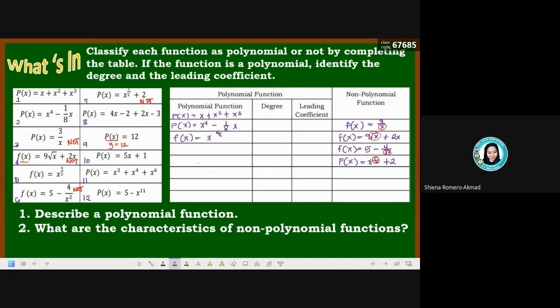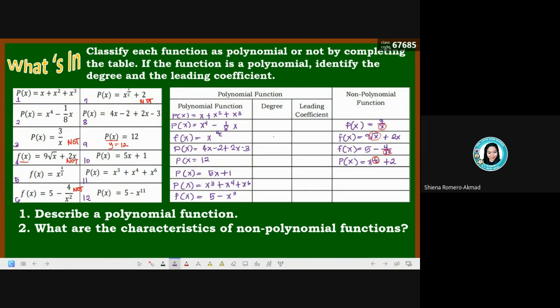Then we have number 8, p of x equals 4x minus 2 plus 2x minus 3. Then p of x equals 12. P of x equals 5x plus 1. P of x equals x cubed plus x raised to 4 plus x raised to 6. And last one, we have p of x is equal to 5 minus x raised to 11.